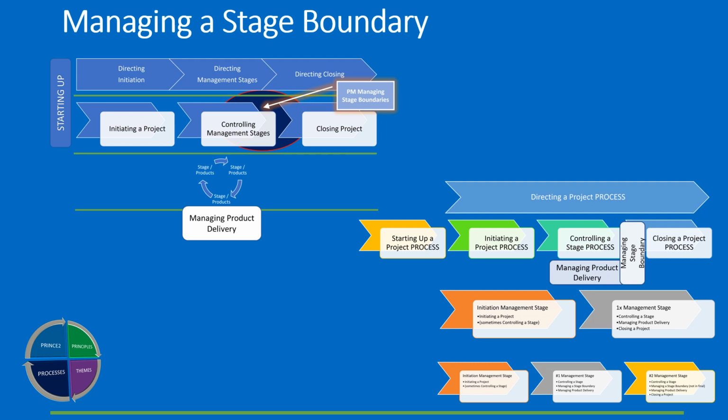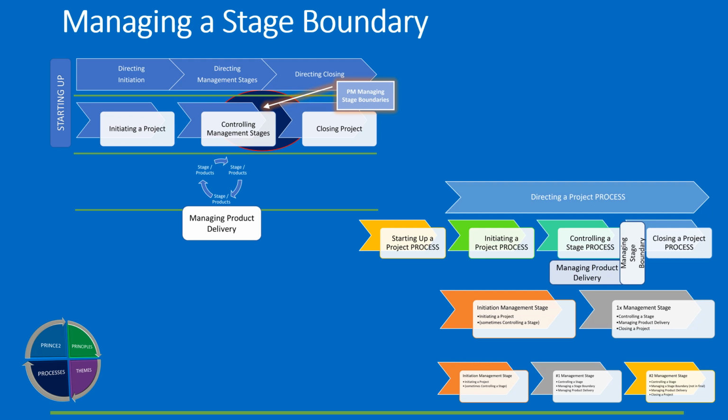In this diagram, you'll see a yellow ellipse behind the controlling management stages and the closing a project process. This is in order to make sure we remember that in this diagram, the closing a project process is not a separate management stage. It is replacing the managing a stage boundary process when you are in the final management stage. So in the final management stage, you do not have the managing a stage boundary process. You have the closing a project process.